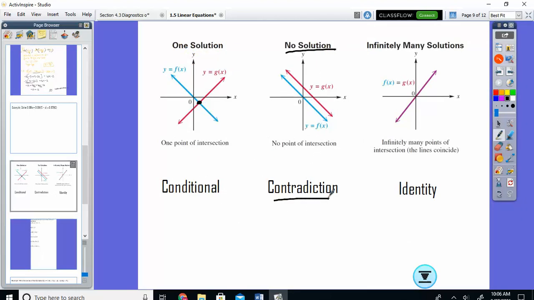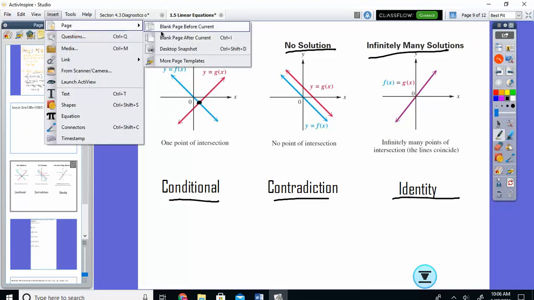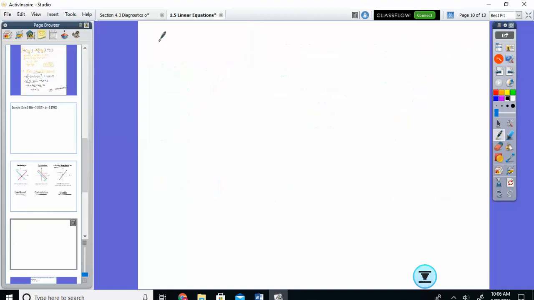So conditional, you get one solution. Contradiction is no solution. And then the final type is when you have infinite solutions. You have 2 equations for the same line, essentially. And in that case, we call that an identity. So I want to just solve a few more, and I want to identify each of these as a conditional, contradiction, or identity. Is identity all numbers? Yes.